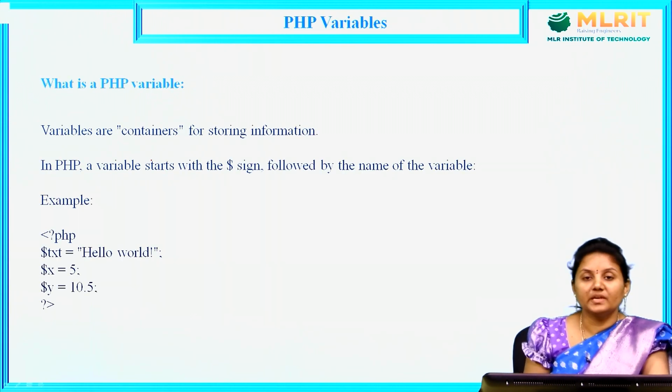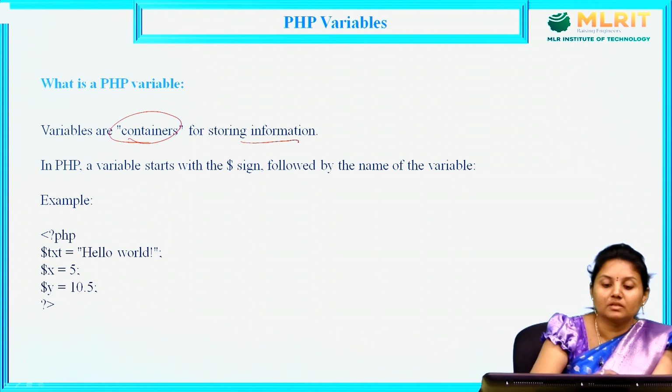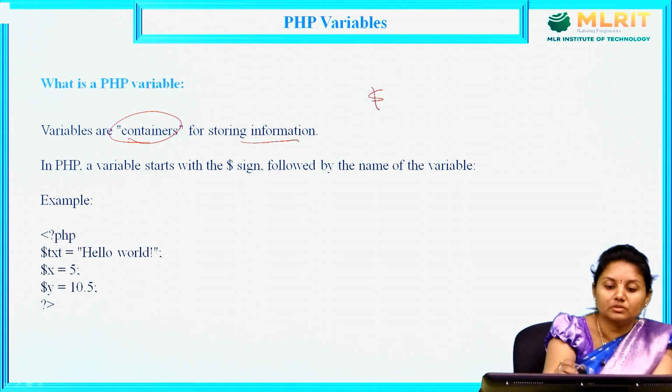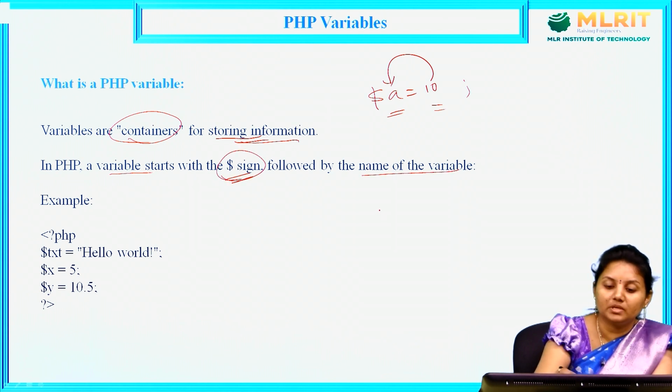So, what is a PHP variable? Variables are containers for storing information. Variables are declared here with the $ sign. So, $A equals 10. So, 10 is getting stored. That means storing the information. A is storing what? 10. A variable starts with the $ sign followed by the name of the variable. So, this is the $ sign, and this is the name of the variable.